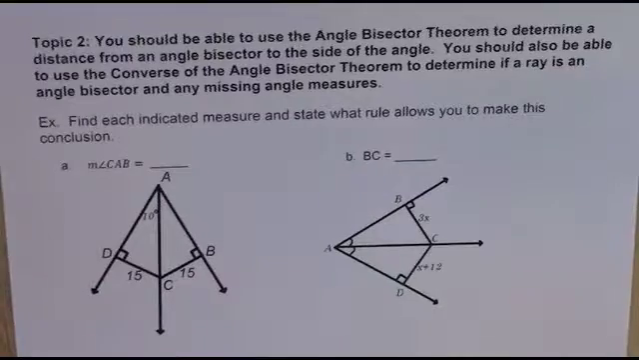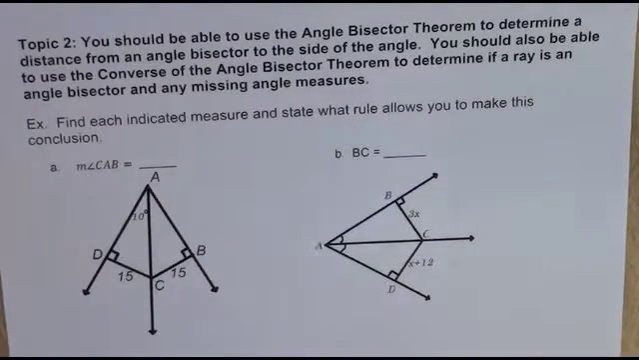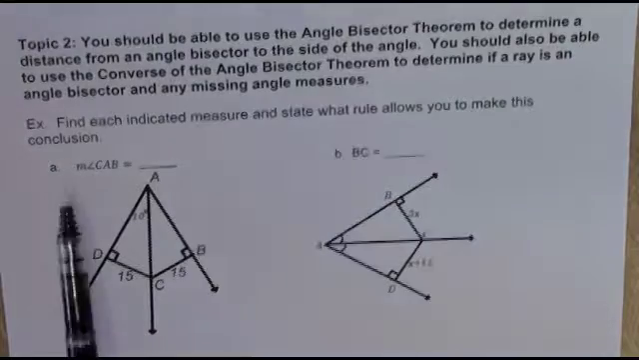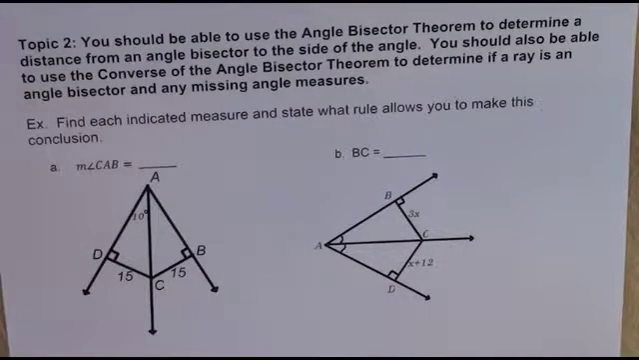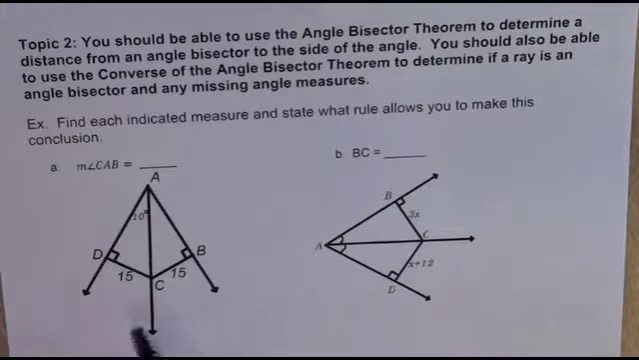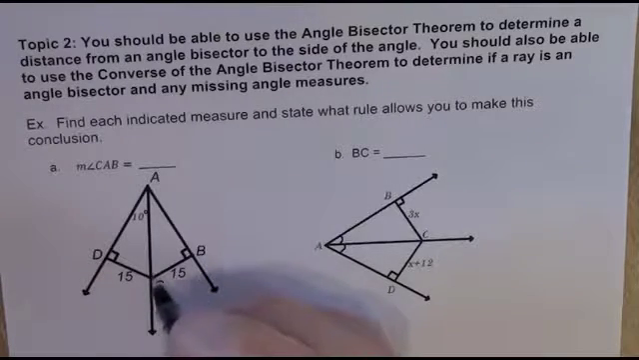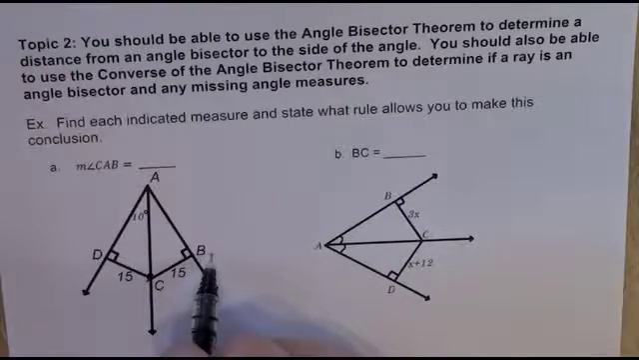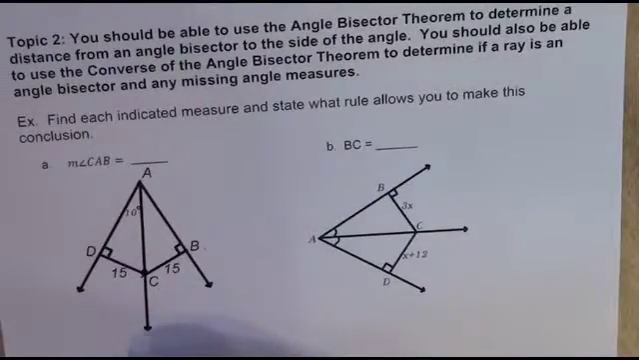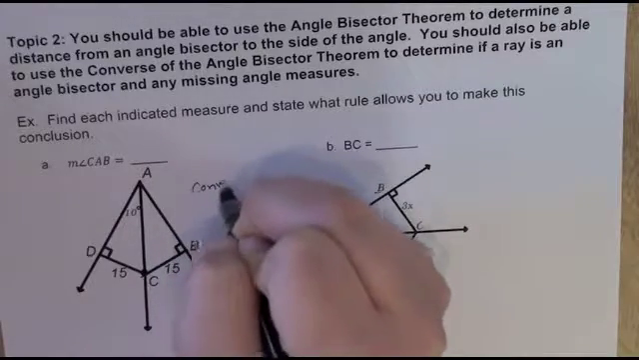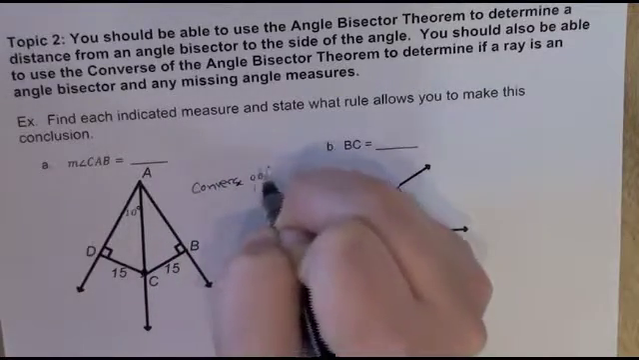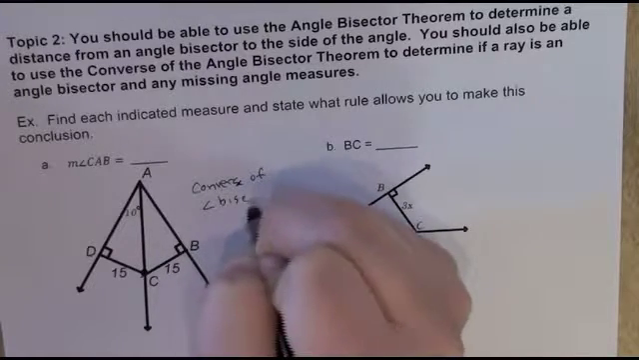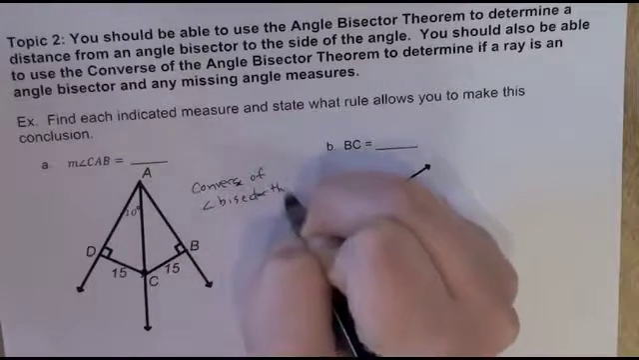So the example: find each indicated measure and state what rule allows you to make this conclusion. A, find the measure of angle CAB. Well, what we know in this picture is that DC and CB are equal. Point C right here is equidistant to the two sides. Well, that's the converse of the angle bisector theorem.